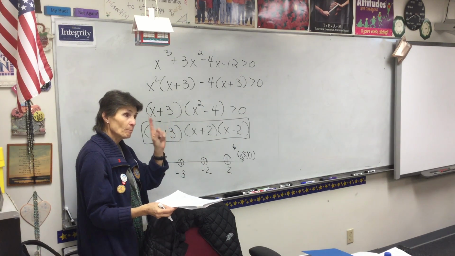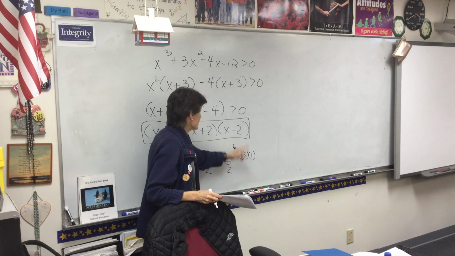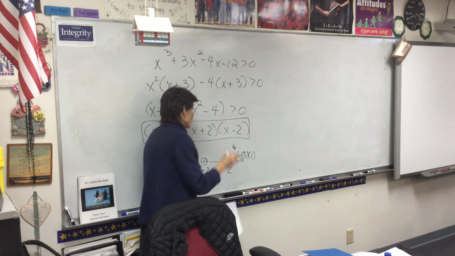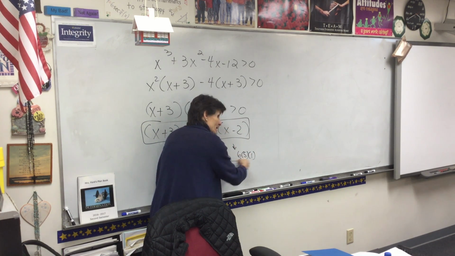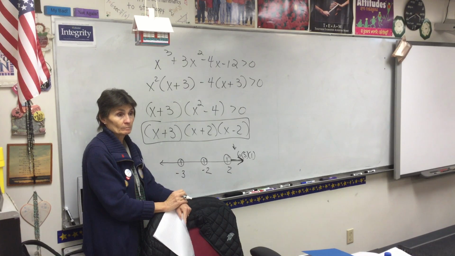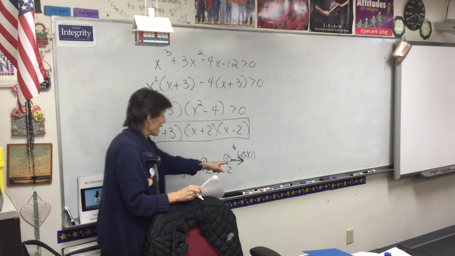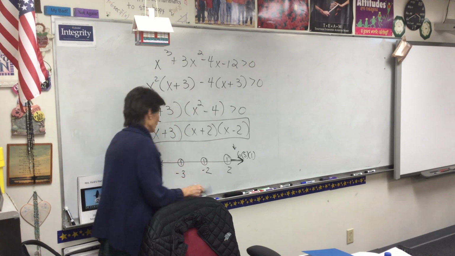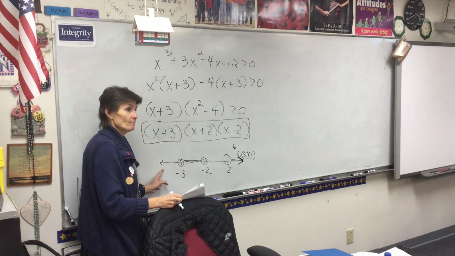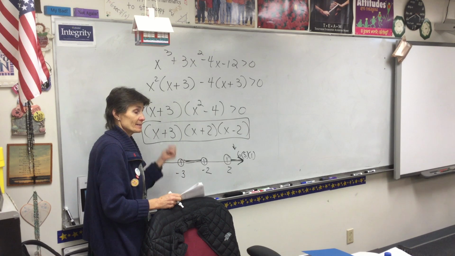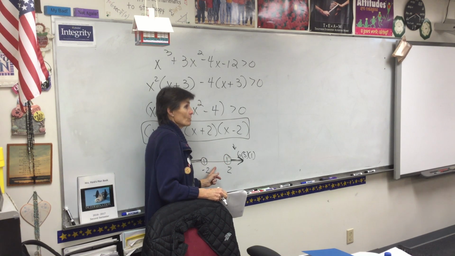Then I ask myself the important question: is 30 greater than 0? Yes. That means wherever I got the 30, which is down here, that gets shaded. Now, if that piece got shaded, then this one won't be, but this one will be, and this one won't be. Now, that's just a little shortcut to save you from having to pick another number and plug it in.